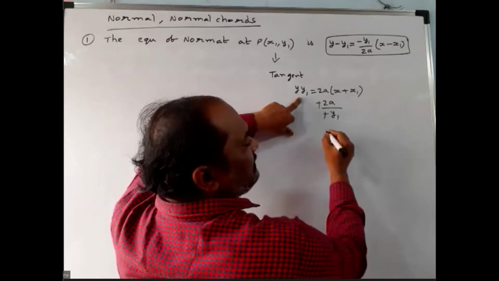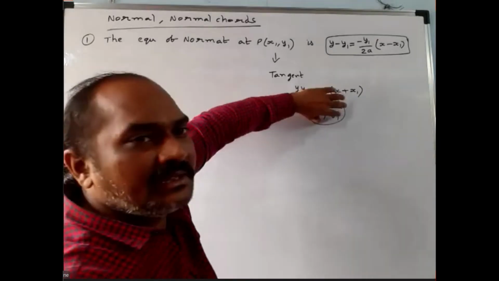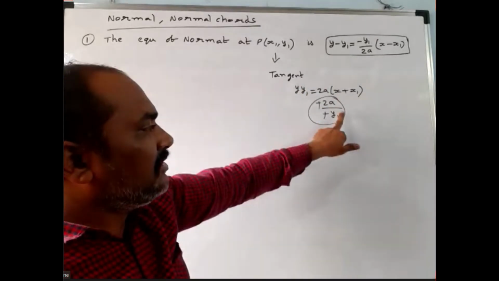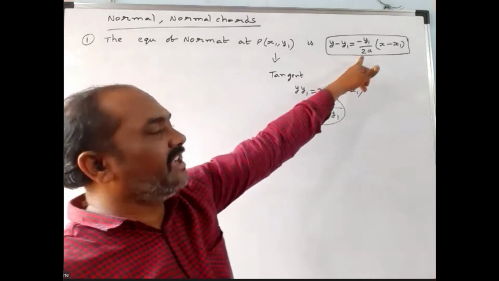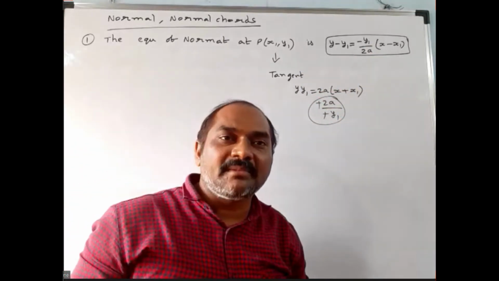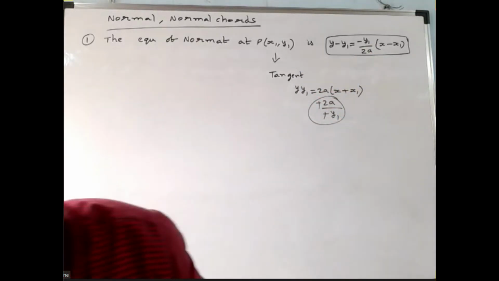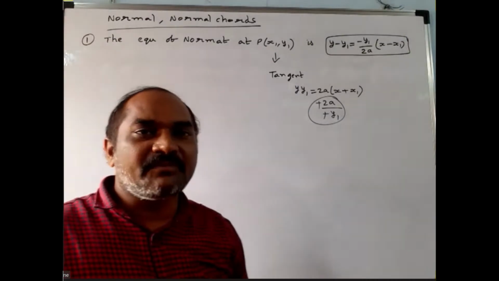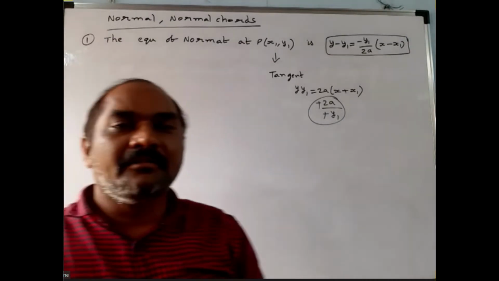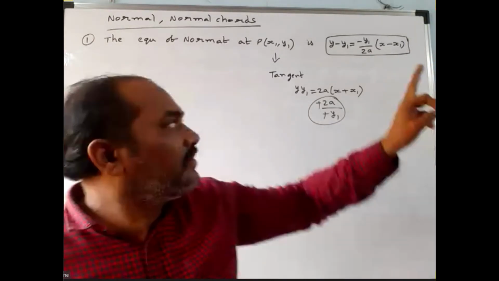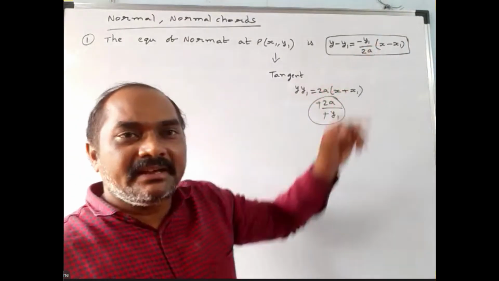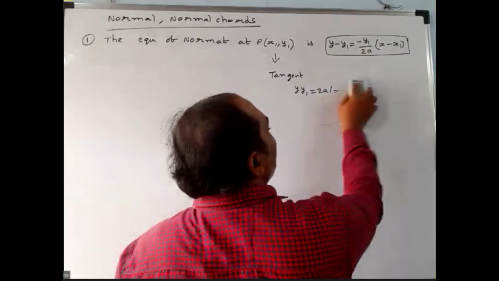The normal slope is the perpendicular slope. What is 2a by y1? The perpendicular slope is minus y1 by 2a. What is the normal slope formula? Come on, speak up. The normal slope is minus y1 by 2a. That is the normal equation.